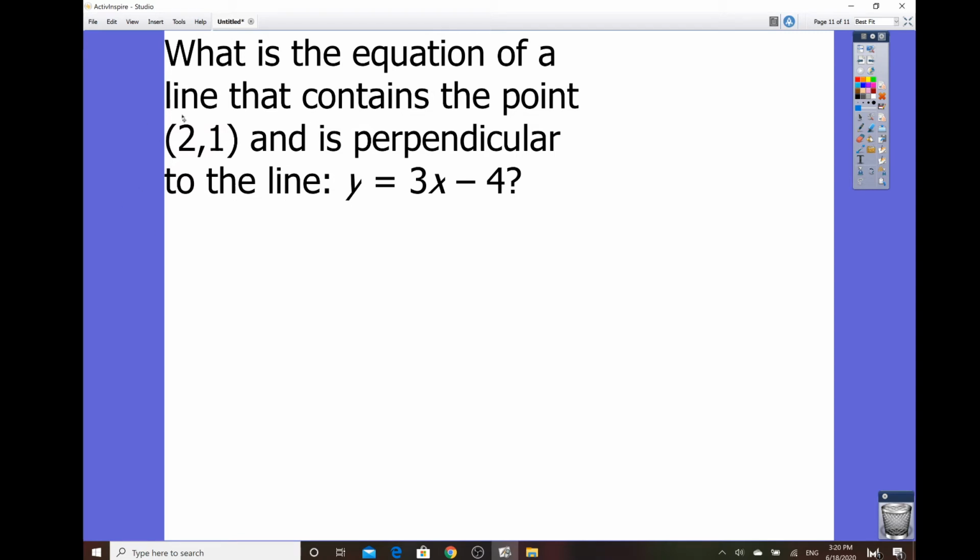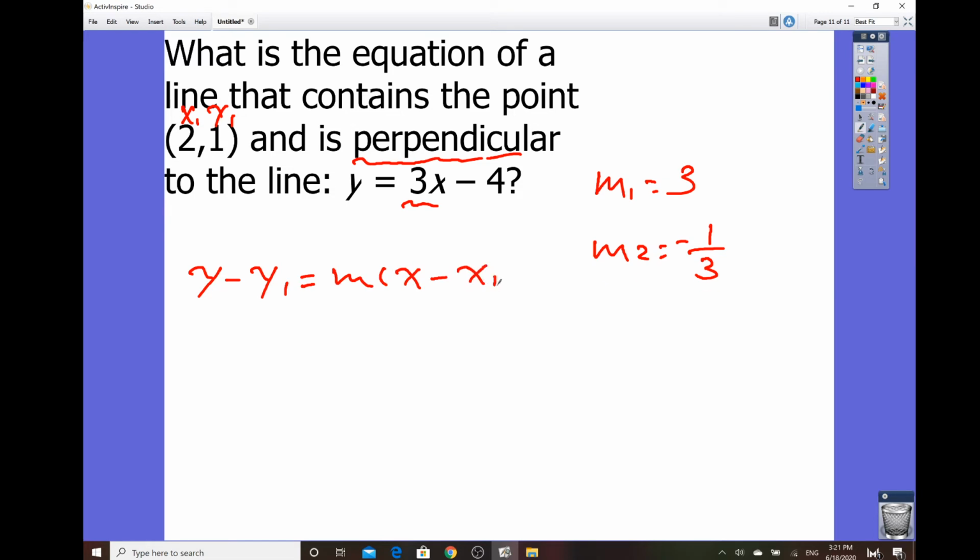So what's the equation of a line that contains the point (2, 1)? So the one that's given here is x1, y1. And it's perpendicular. So for the perpendicular, we need to define the slope of the given line first. The slope of the given line is 3. If two lines are perpendicular, the slope has to be the negative reciprocal. So the new slope is negative 1/3 with x1, y1. And don't forget about the point-slope form that we have already.